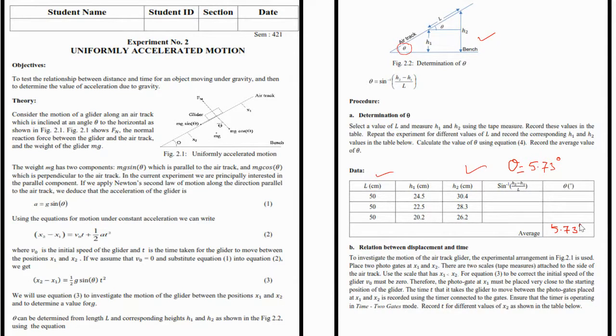Okay. Clear, brother? Okay. So the first table is used to measure. We have to calculate the theta value, and the theta value I will just give now. So our theta value is considered as 5.73. I think it is 5. It is not. It's 5.73.